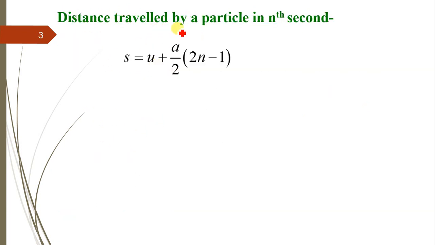Then, distance travelled by a particle in the nth second. Sometimes a question is asked: how much will be the distance travelled by the particle in the nth second? To find this distance, again we can use the kinematic equations, but there is a simple trick for that, a formula to find the distance travelled in the nth second as s equals u plus a by 2 into 2n minus 1, where u is the initial velocity, a is the acceleration and n is the second. If it is in the vertical plane, this a is considered as g, and if it is in a horizontal plane, then a is equal to the acceleration given.